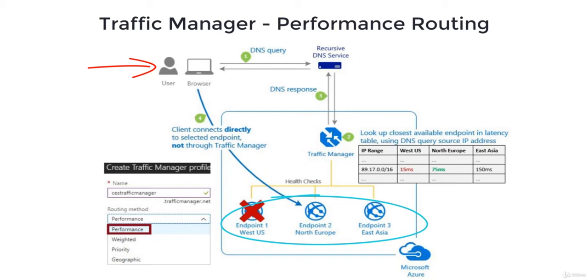Therefore, the IP address used to determine the closest endpoint is not the client's IP address, but it is the IP address of the recursive DNS service. In practice, this IP address is a good proxy for the client. Let's understand the geographic routing in the next lesson now.